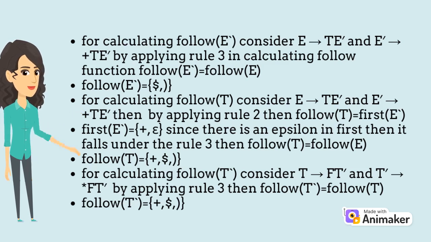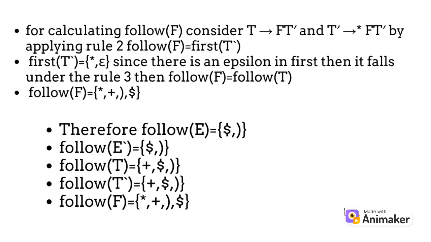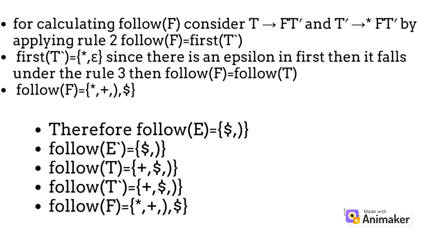For calculating follow of T', consider T tends to FT' and T' tends to asterisk FT', by applying Rule 3, follow of T' is equal to follow of T. Follow of T' is equal to plus, $ and closed parenthesis. For calculating follow of F, consider T tends to FT' and T' tends to asterisk FT' by applying Rule 2. Follow of F is equal to first of T'. Since there is an epsilon in first, it falls under Rule 3. Follow of F is equal to follow of T. Follow of F is equal to asterisk, plus, closed parenthesis and $.